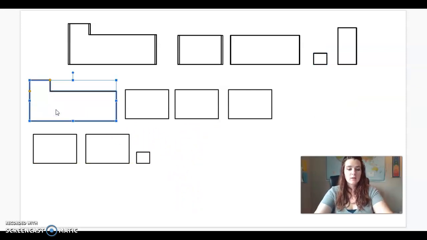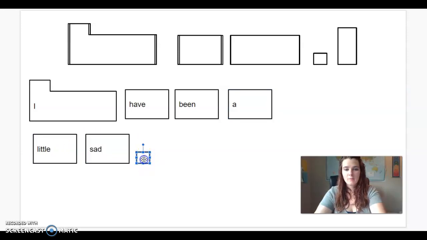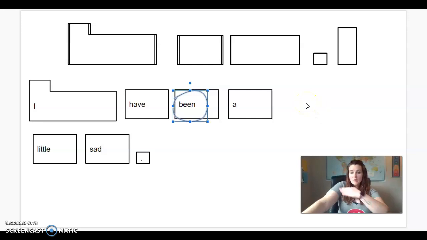Okay? We're going to fill in our frames here. I have been a little sad. And we need our period. All right, our first trick word today is going to be this one right here. Shout it out if you think you know what it was. Been. Everyone say been. All right, let's arm spell it.